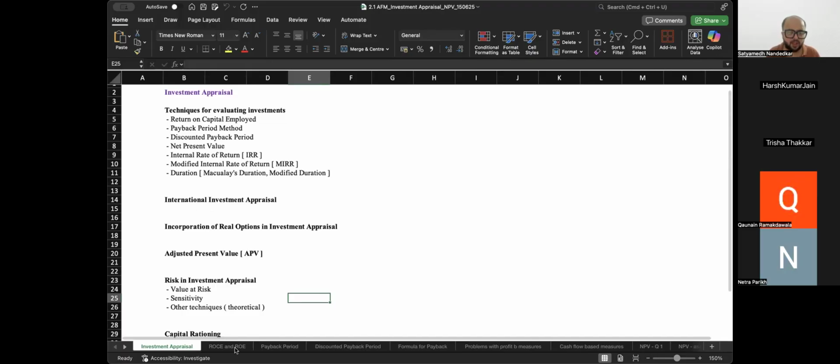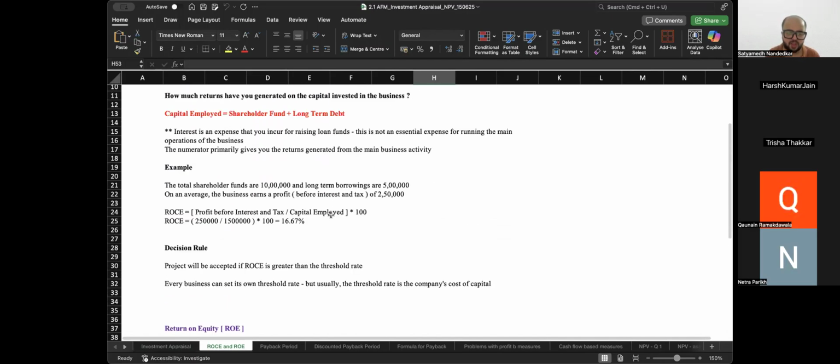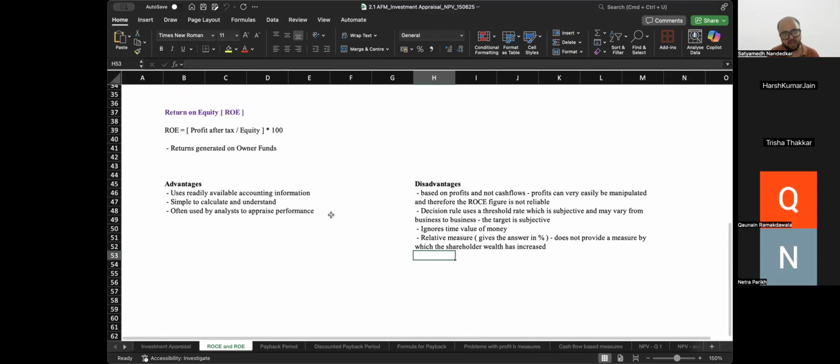The first technique, return on capital employed, is a simple formula: PBIT, that is profit before interest and tax, upon capital employed, into 100. This method is a profit based calculation, and the decision rule is if the ROCE is greater than the target return, then the project is accepted, otherwise, the project is rejected. You might even be asked to calculate the return on equity, which is profit after tax upon equity, into 100.